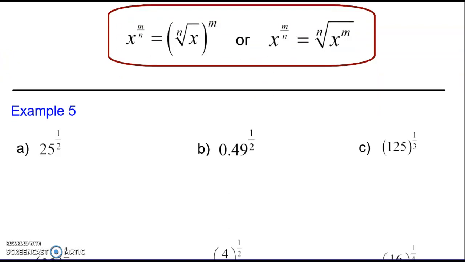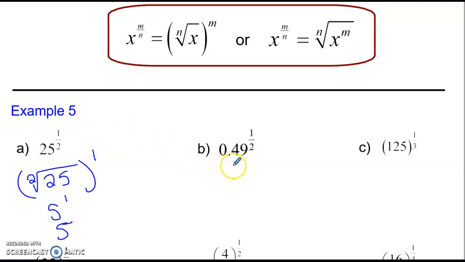In example 5, we're going to look at 25 to the power of 1/2. 25 to the power of 1/2 is the same as saying the square root of 25 to the power of 1. So you see that the numerator of the fraction goes outside the brackets, and the denominator of the fraction becomes the index. The square root of 25 is 5, and 5 to the power 1 is 5. So that would be your answer.